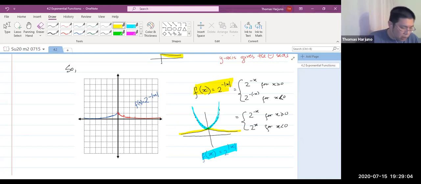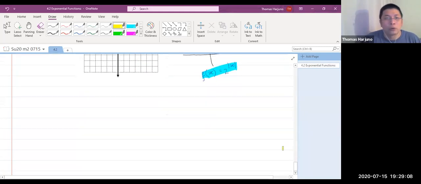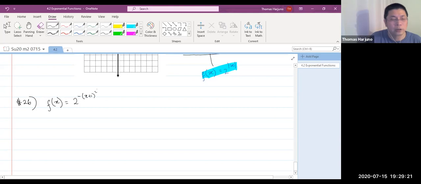Now another one is two more, but I will not do these two questions in full. Number 26. Number 26, we have f(x) equals 2 to the negative x plus 1 squared.